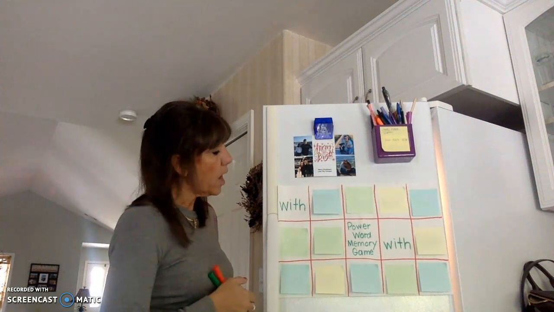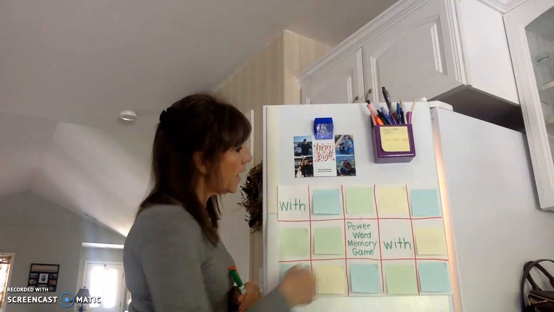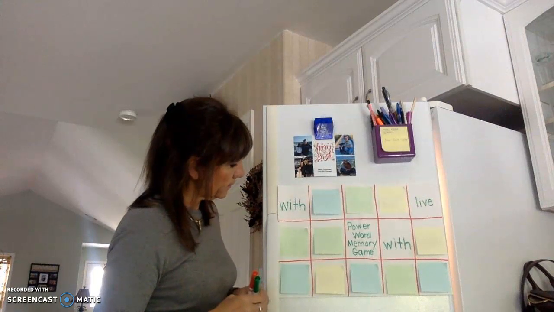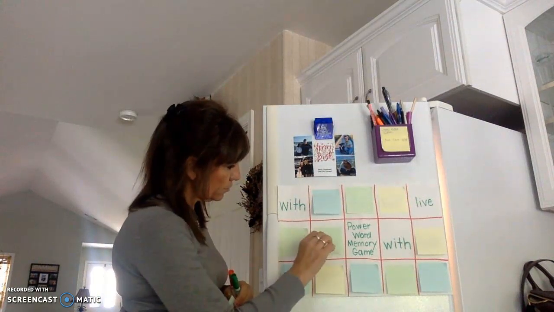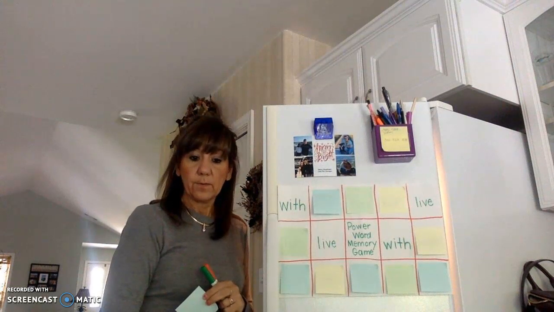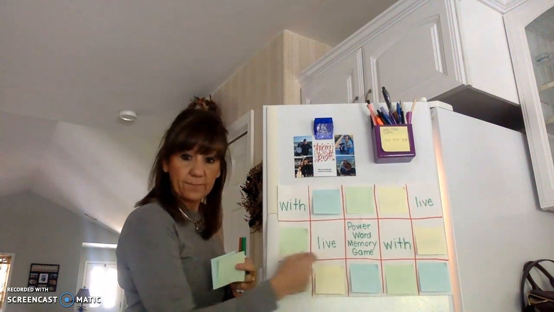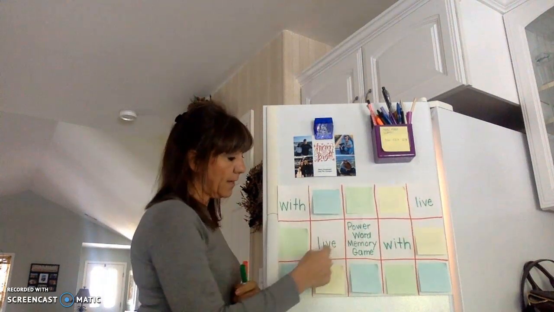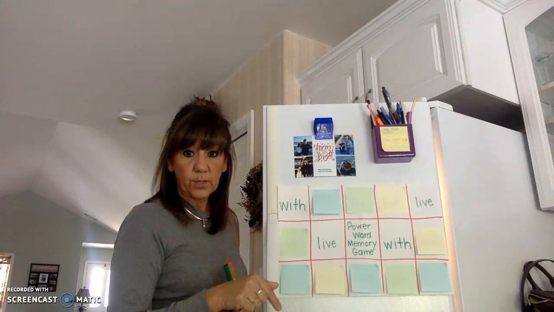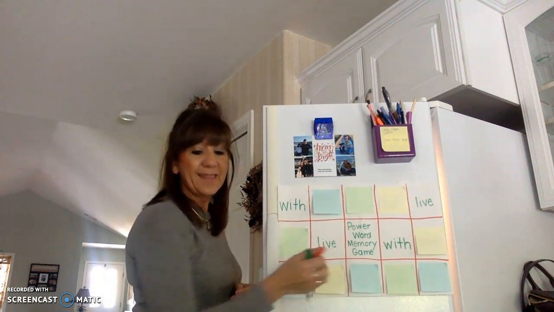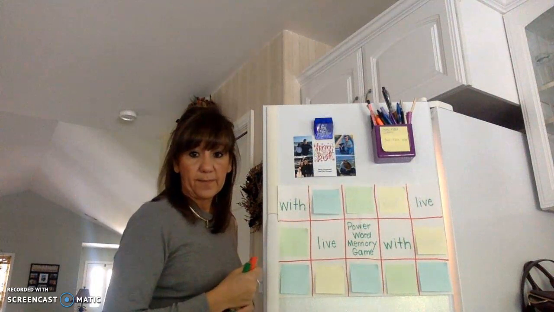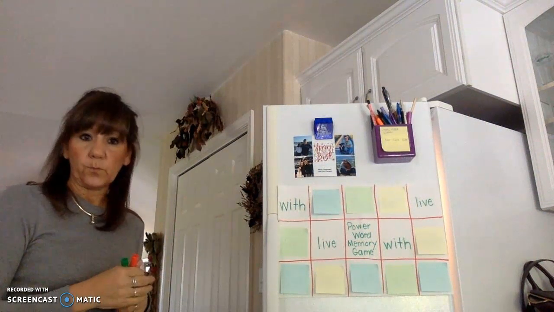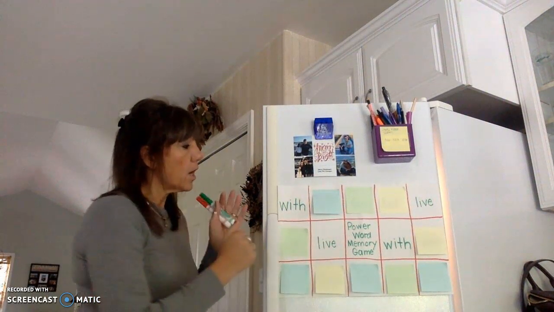Since I don't have a partner, I will play again. Let's see. I have the word live. Let me try this one. Live and live. I'm good at this game. So I'm going to keep that because I made a match and I could read the word. If I can't read that word live, then I'd have to put my paper back on there because you want to make sure that you can read those words. So I was able to read the word live, and I read the word out or with.